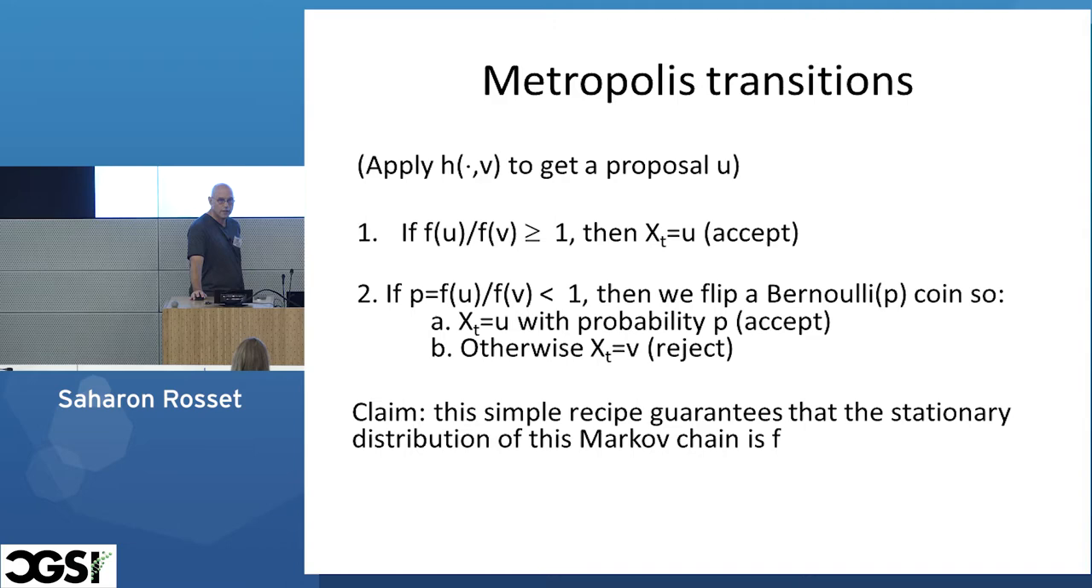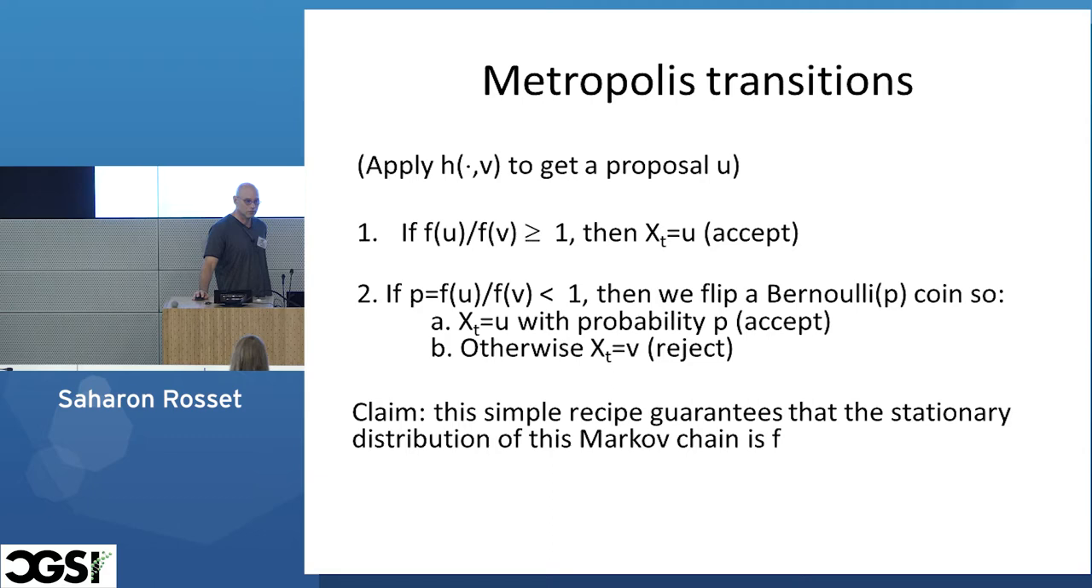And that's it. The claim, which I probably won't have time to prove, but I have the proof in here, and it's a very simple proof, is that this simple recipe guarantees that the stationary distribution of this Markov chain is going to be f. So our goal of building a Markov chain with the right stationary distribution is met, and look, we've used here our ability to calculate these ratios. That's all we need to know about f, being able to calculate this ratio, f of u to f of v. And in all our examples, we are able to do that. So with that, and for any h, we actually have a Markov chain with the right stationary distribution.